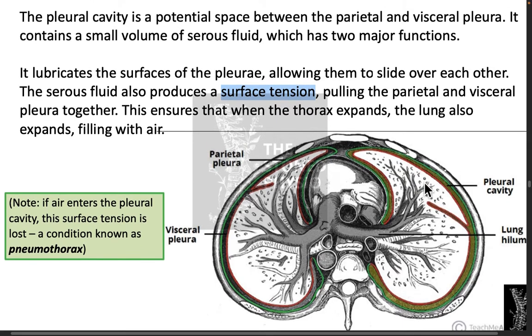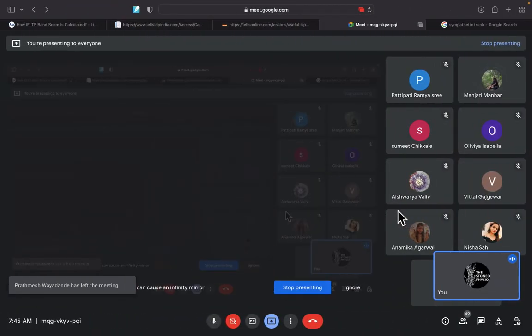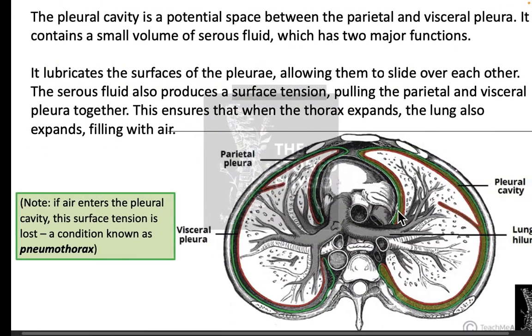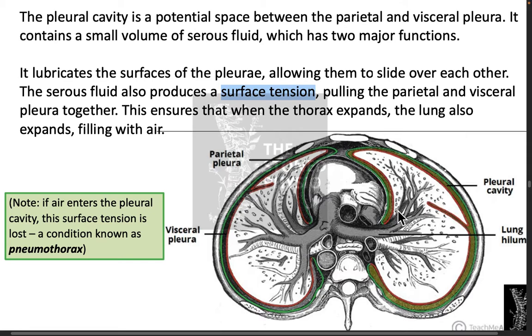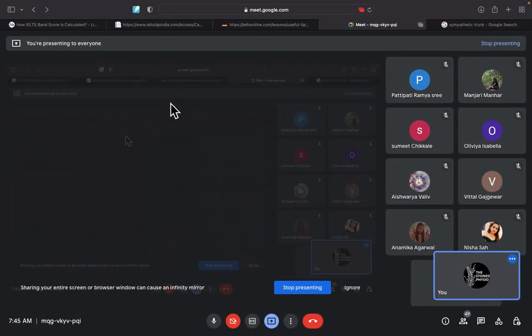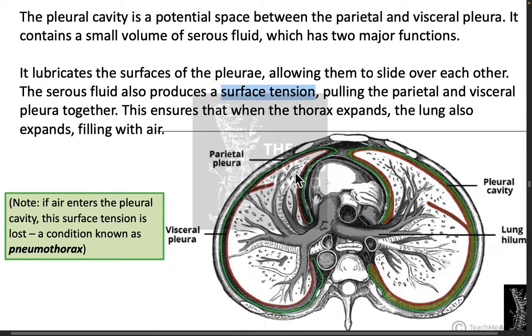And that is the function of this particular fluid, and that particular property of this fluid is called surface tension. I hope everyone is clear with this. Apart from that, we can see that it lubricates the surface of the pleura also. It is for lubrication as well, but apart from that, it is mainly responsible for surface tension.